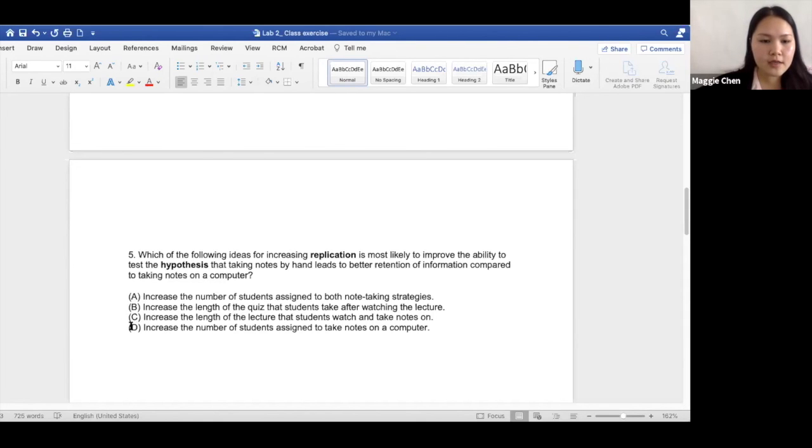So between A, where we increase the number of students for both note-taking strategies, versus D, where we increase the number of students assigned to just taking notes on the computer, we would want to choose A, so that we can increase replication for both note-taking strategy groups. So to increase replication and improve the outcome of our study, we would want to put more students into both note-taking strategy groups. And so we would choose A for question 5.